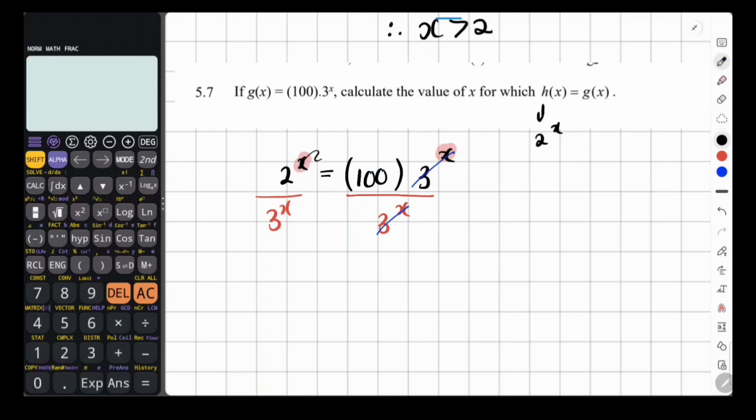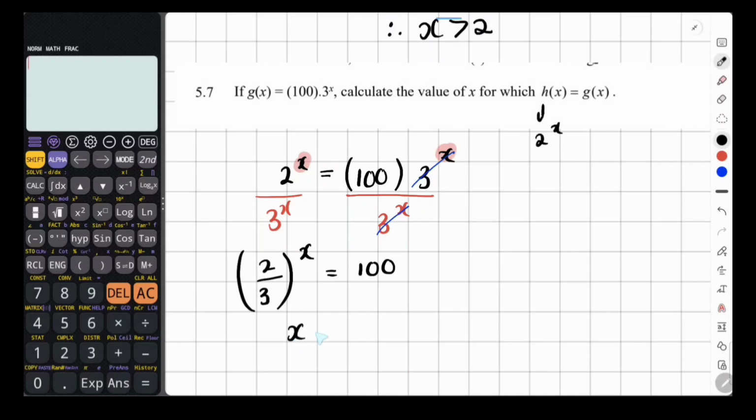So here you have 2 to the power of x and 3 to the power of x. You can write it as 2 over 3 all raised to the power of x, since they're both raised to an exponent of x. That is equal to 100. And now we just have to solve for x. As you can see, this is a fraction. This is 100. You can't really make the bases the same, so you just have to use log to solve for this. So log makes the exponent the subject.